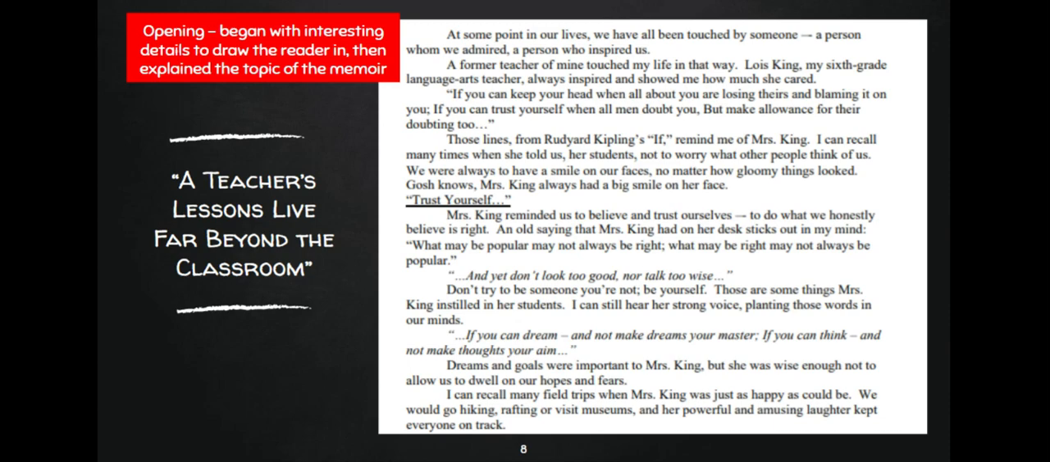If you can dream and not make dreams your master, if you can think and not make thoughts your aim. Dreams and goals were important to Mrs.